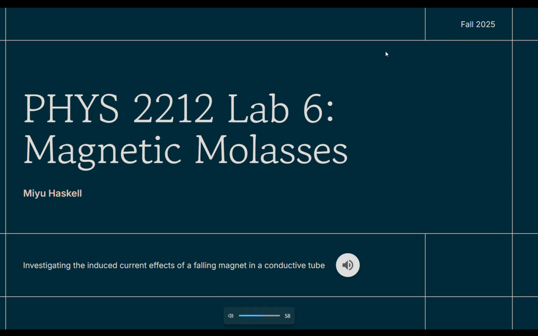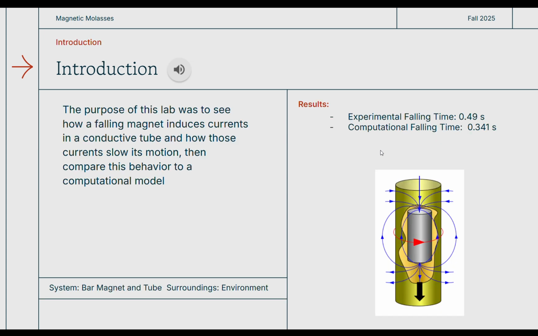212 Lab 6, Magnetic Molasses. The purpose of this lab was to see how a falling magnet induces currents in a conductive tube covered in aluminum, and how those currents slow its motion, and then compare this to the behavior of a computational model.